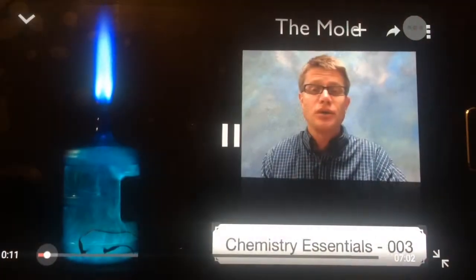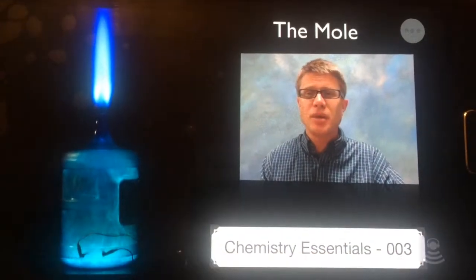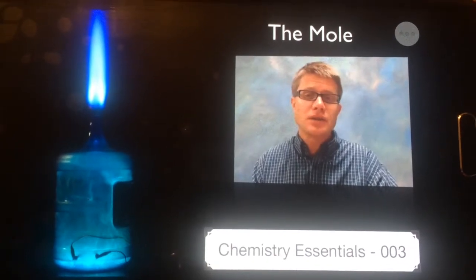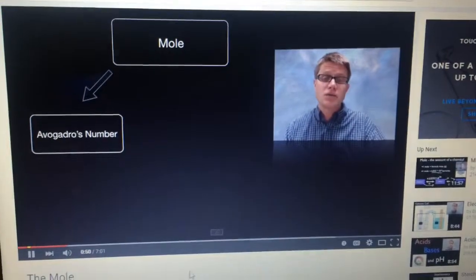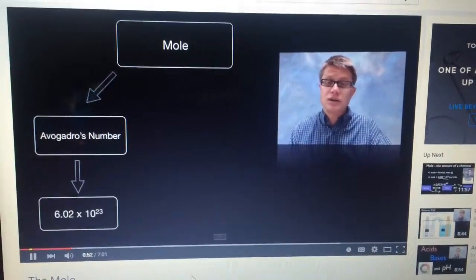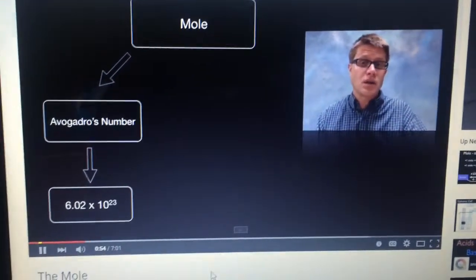The mole is an incredibly important term, but remember, it's just a number. It's Avogadro's number. Why is it important? Well, it allows us to deal with the massive number of atoms that are found in a mole. It's simply Avogadro's number, 6.02 times 10 to the 23rd.